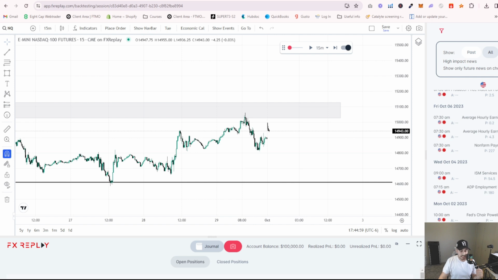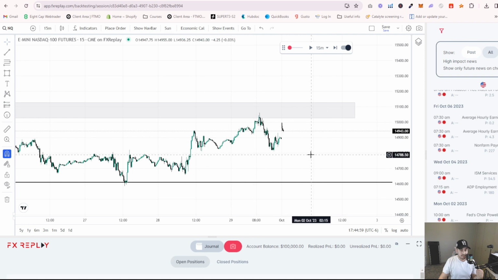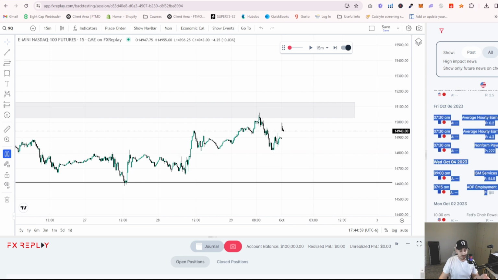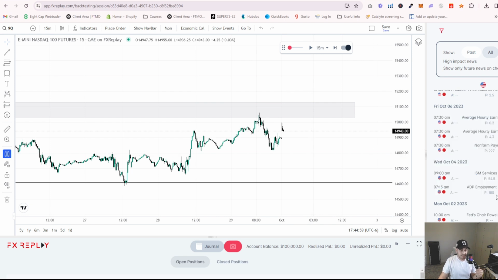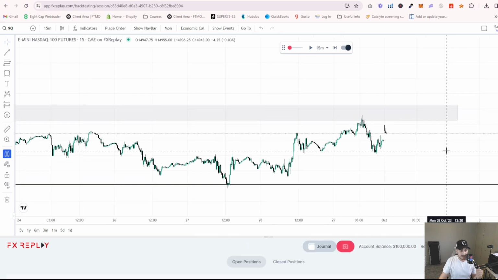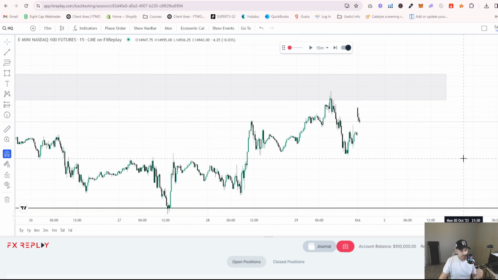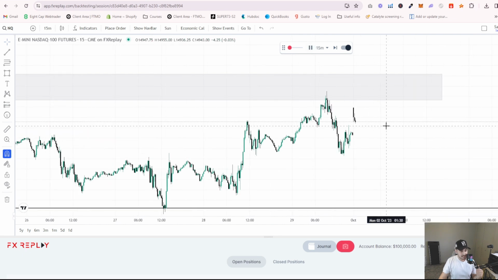Just make sure you guys are paying attention to the high impact news anytime you're trying to trade in general, right? Maybe you're not using this strategy, but if you are using this strategy, again, make sure you guys are paying attention to the economic calendar. A good website for that is forexfactory.com. You guys could look at all the high impact news there. So let's go ahead and start the back testing session here.